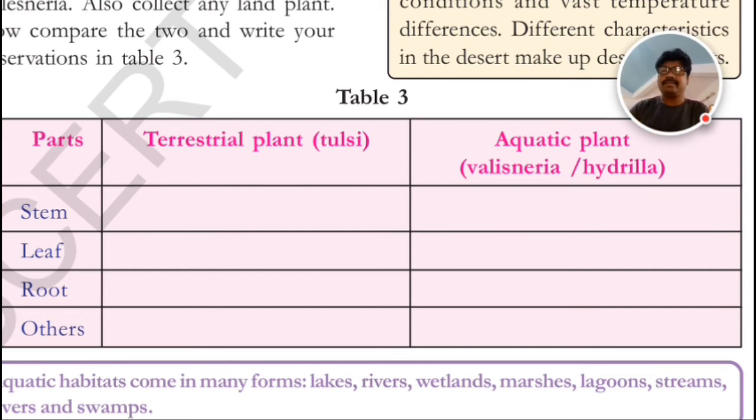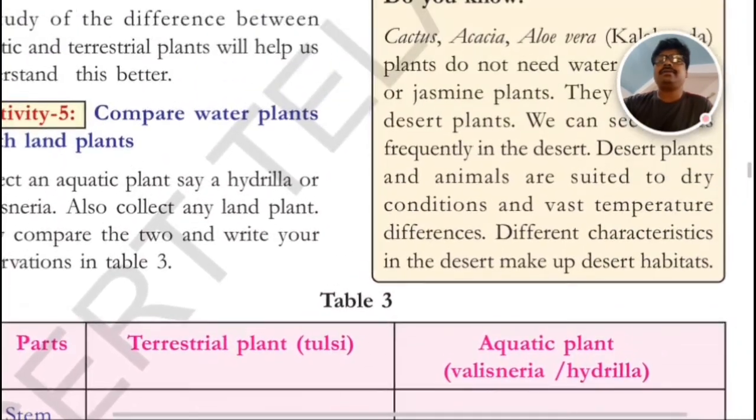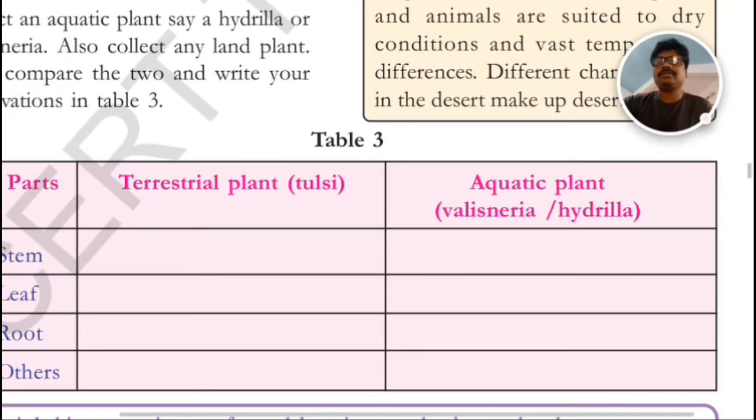Yes. That's right. Next, leaf. Terrestrial plant leaves and aquatic plant leaves, a remarkable difference you can notice in the structure of leaves if you see them. Okay? And even roots also. And even other parts of the plant, like flowers, any other parts of the plants. Keep on observing them and mention the differences between terrestrial and aquatic plants. This is the activity that you have to do, students. After doing this, you have to present it in our WhatsApp group.